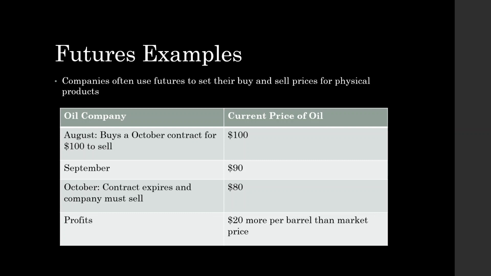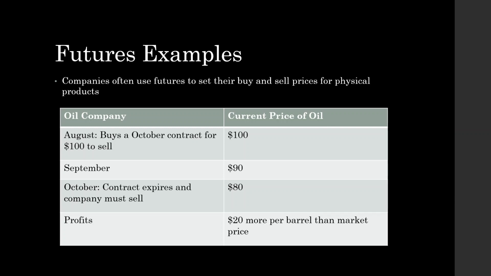And let's just say the current price of oil is $100. September comes around, and they were right. The price of oil is going down. It is now $90. And now October comes around. The contract expires, and the company must sell. And the current price of oil is $80, but because they have that contract, they can sell at $100. And so their profit is $20 more per barrel than the market price, and there, they made a profit.